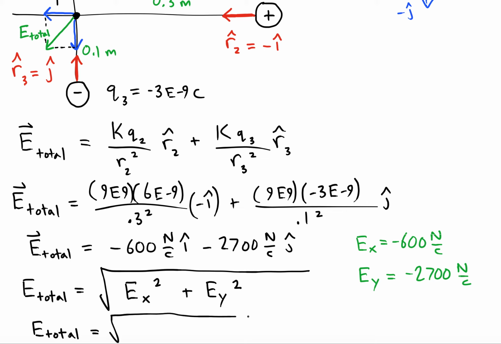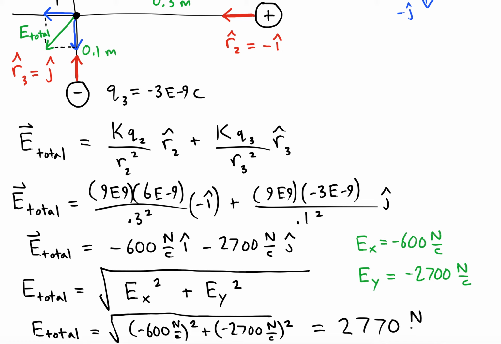So let's see, we're going to have 600 squared plus negative 2700 squared, which gives 2770 approximately. And notice it doesn't have a direction anymore because it's just a size. It's a magnitude.